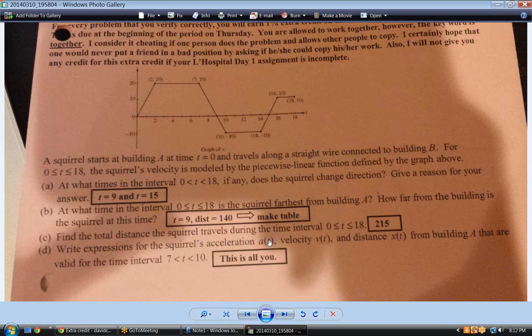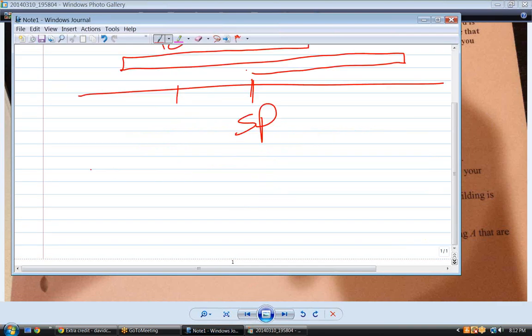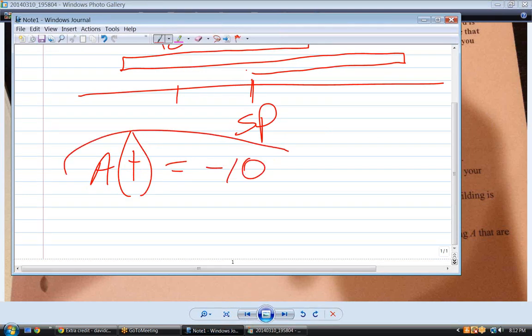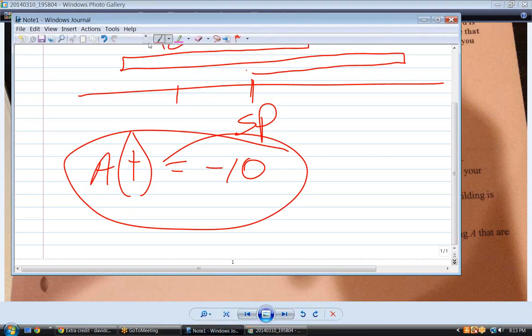So the expression for the squirrel's acceleration is rather straightforward. It's a constant. A of t is equal to minus 10. That's the expression for the acceleration in that time. Would it be capital or lowercase? Lowercase. I think there's probably a convention. I don't know why I used capital there.